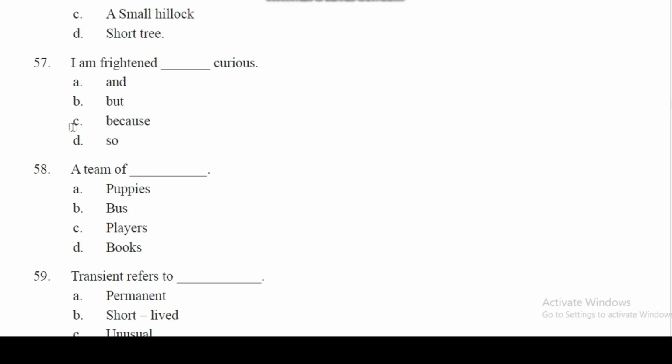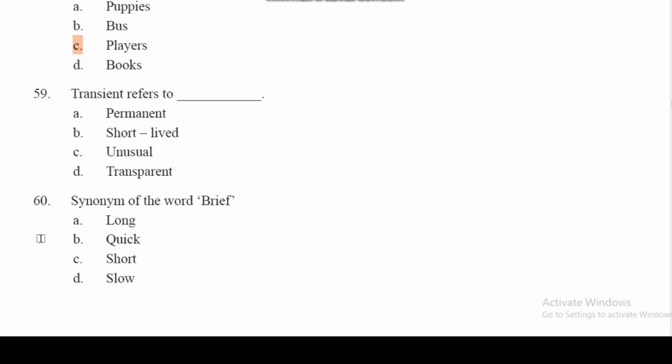57. I am frightened dash curious. Answer B, but. 58. A team of C players. 59. Transient refers to B, short-lived. 60. Synonym of the word brief. Similar meaning, synonym. Answer C, short.